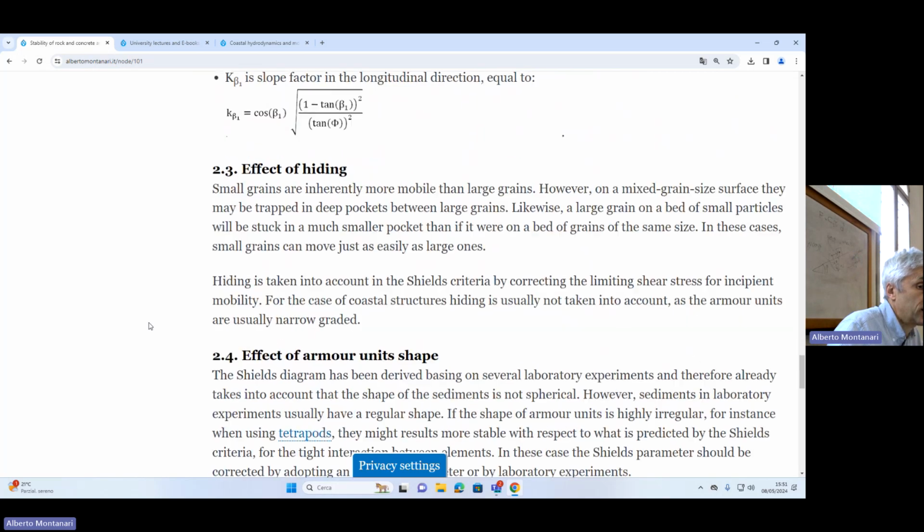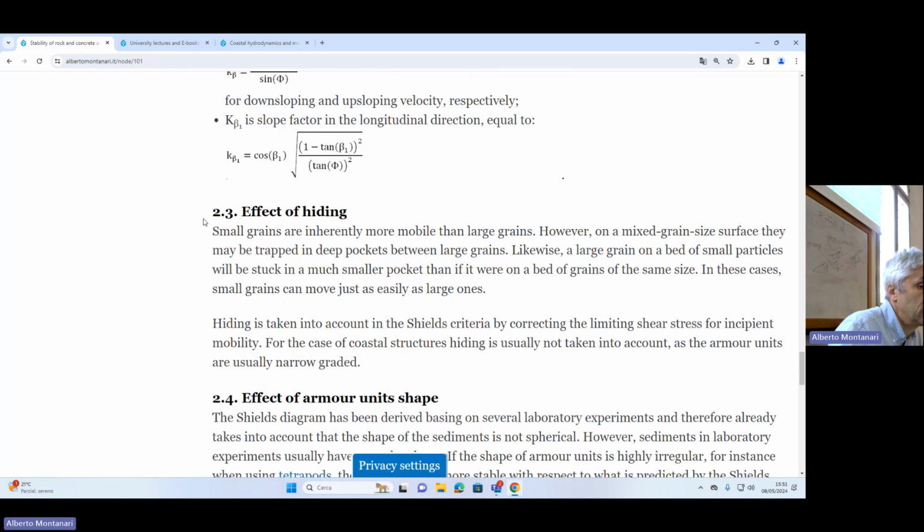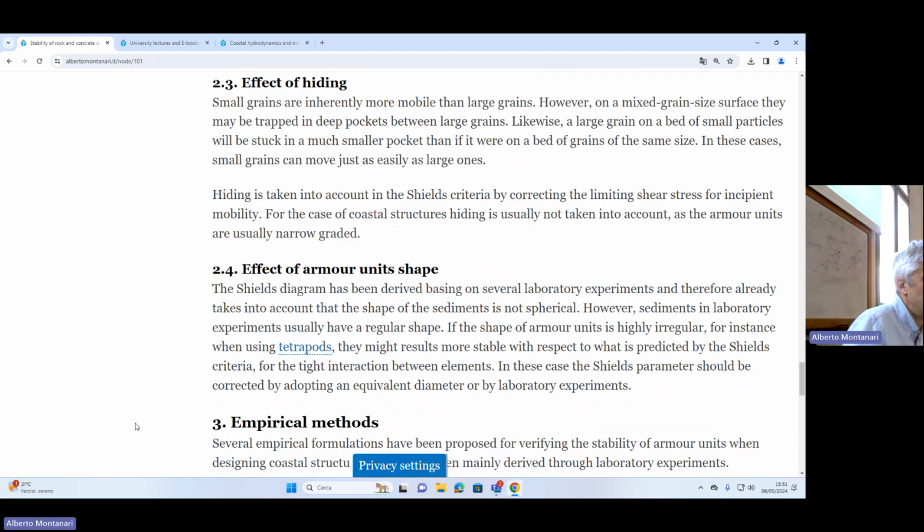And then there is another factor which is introduced, not reported here, for taking into account the effect of hiding. Actually, the boulders, the units, are not isolated, are not in the situation that is presented here. They are one against the other, and there is an effect of hiding. The effect of hiding is quantified through a correction coefficient. And then there is an effect of the armor unit shape that we take into account by referring to the producer.